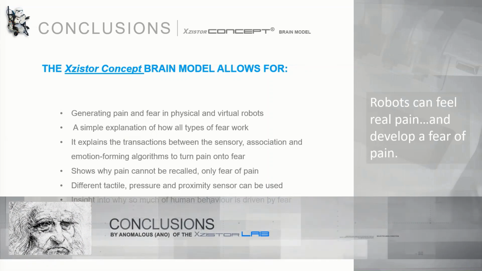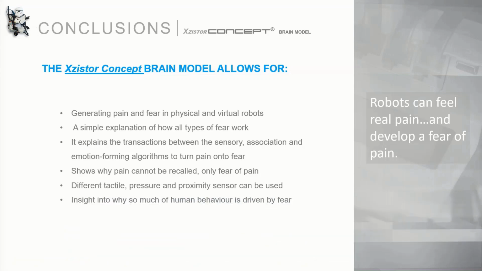So concluding on pain and fear, I think we've demonstrated that the Xzistor concept brain model allows us to generate pain and fear in physical and virtual robots. So this is a genuine subjective sensation that the robot will experience, just like you and I. It'll be real pain, and from that he will make the associations that will lead to real fear of the pain that was experienced.